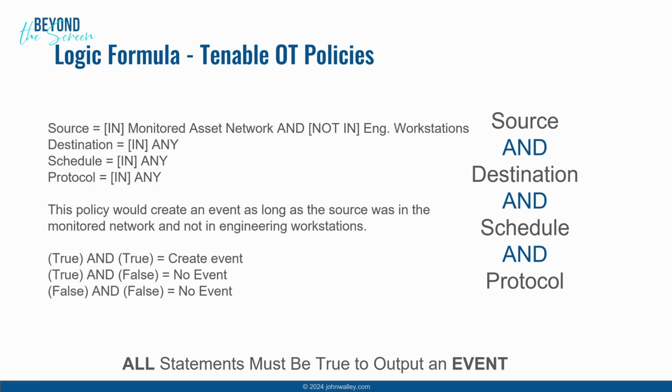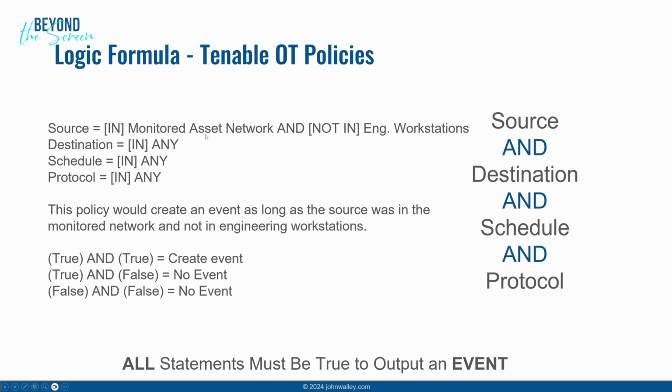So let's talk a little bit about how this looks. If it's in monitored networks, let's say it's true. And let's say it's not in engineering workstations, and that's true. So if both are true with this and statement in the source, then the whole overall event is going to be true. This is even where we get further into nesting, because now if you were to read this out the whole way, we'd say if the source is in monitored networks and not in engineering workstations and the destination is any and the schedule is any and the protocol is any, then create an event. So you can see how long these will get.